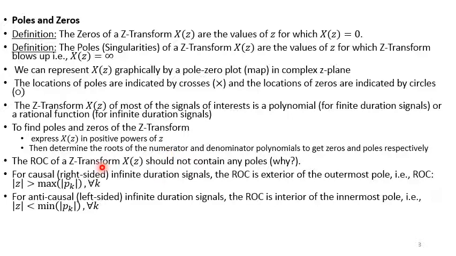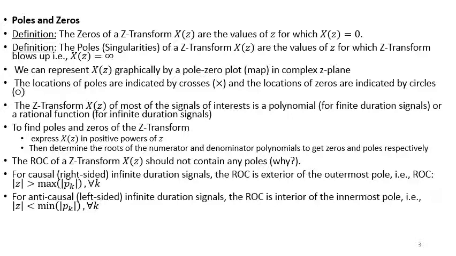And you understand why the ROC of the Z transform should not contain any poles. So for causal or right-sided infinite duration signals, the ROC is the exterior of the outermost pole, whereas for anti-causal infinite duration signals, the ROC is the interior of the innermost pole. So let's have an example. You have done these examples while doing the Z transform, but let's now consider them for finding the pole zeros.